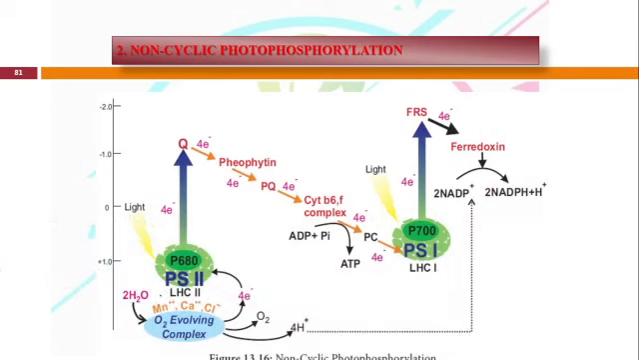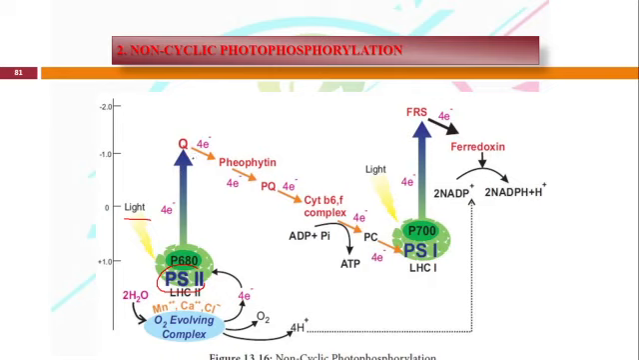In non-cyclic photophosphorylation, as we know, there is involvement of both photosystems, that is photosystem second and photosystem first, whose reaction center is P700, while photosystem second's reaction center is P680. In this process, photosystem second absorbs light energy in the form of photons. Due to the absorption of light energy, it is excited and it emits an electron towards the outer orbit.